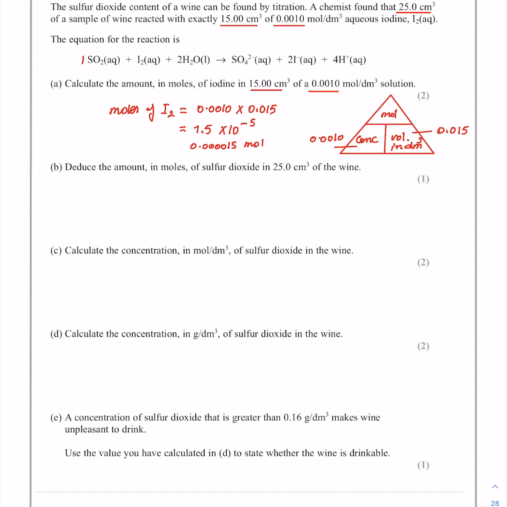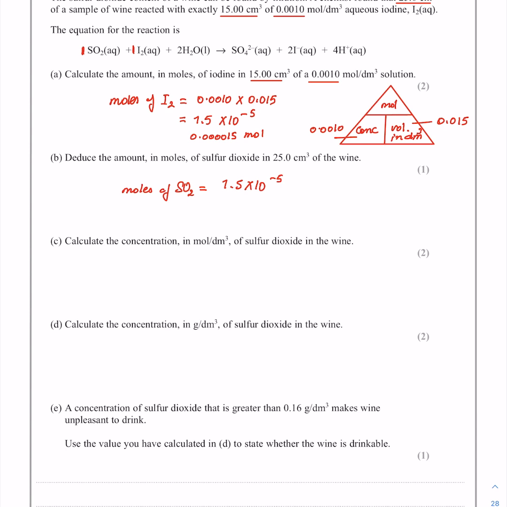Okay, what is the ratio between sulfur dioxide and iodine? It's 1 to 1. So if the moles of iodine is 1.5 times 10 power negative 5, then the moles of sulfur dioxide is the same, 1.5 times 10 power negative 5. Question C. Calculate the concentration of sulfur dioxide in wine.